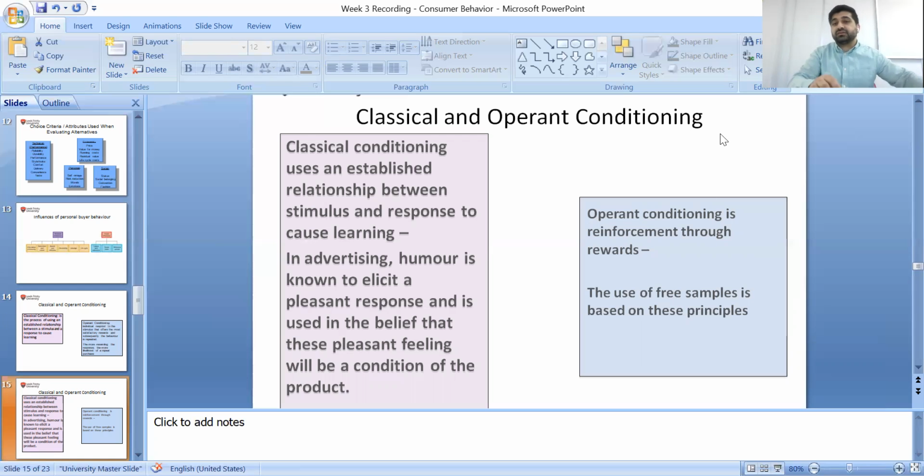Operant conditioning is reinforcement through rewards. Yes, there is a free sample, let's try it. So based on this free sample, after a certain period, people start buying, and their business starts running.